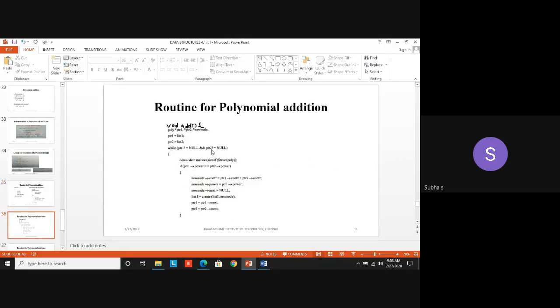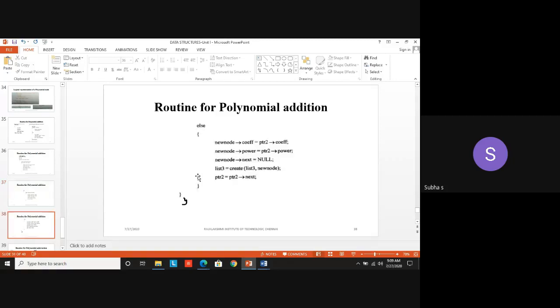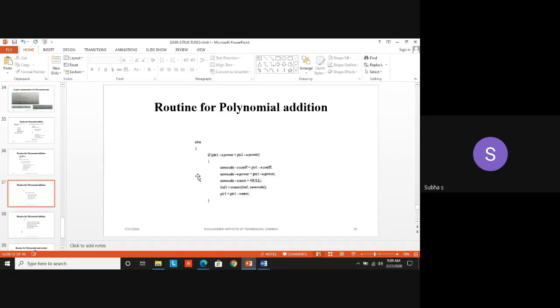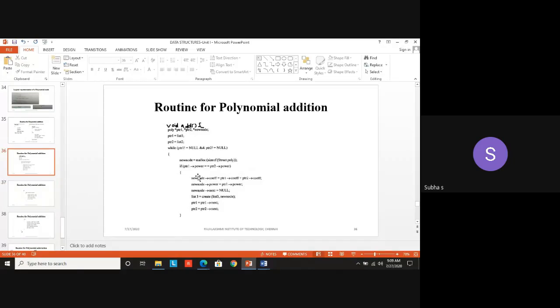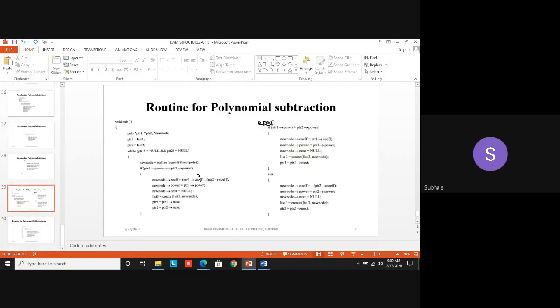This is a simple routine. Three conditions you have to check. If PTR power equals... I can't mention power and coefficient directly like that, because those have to be accessed using the members of the structure only. Then if PTR 1, pointing to polynomial 1, has power greater than PTR 2, pointing to polynomial 2, what do you have to do? Else, if it is less, what do you have to do? First we check whether both powers are equal. We'll see the routine in detail in the next class.